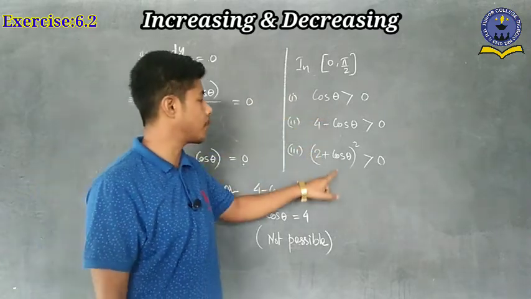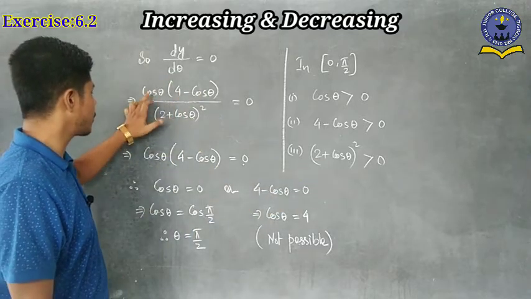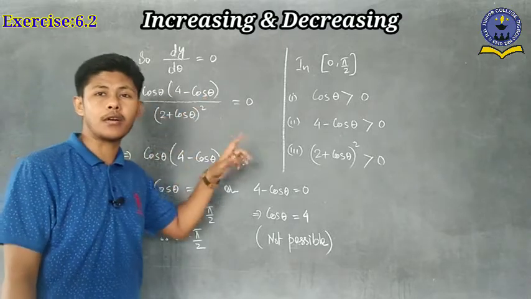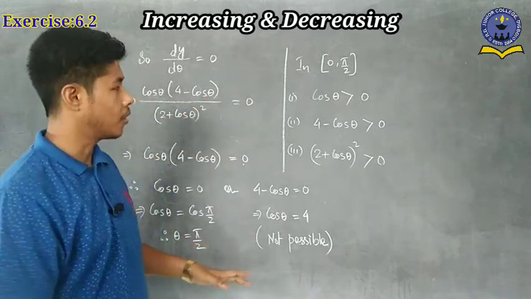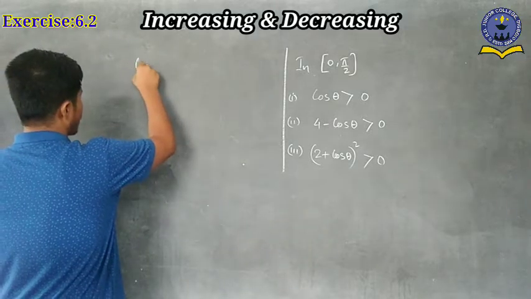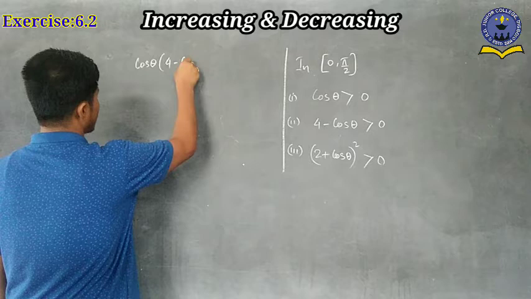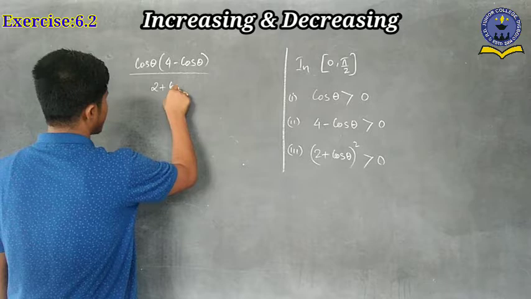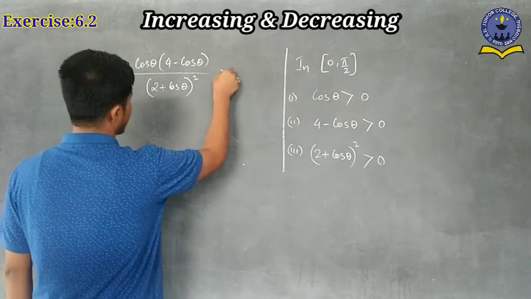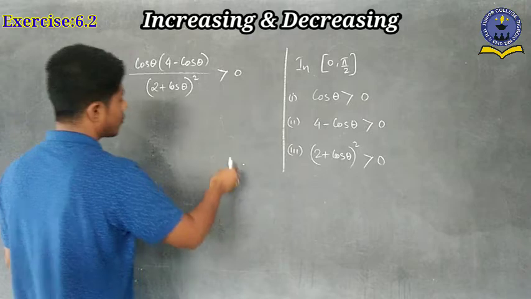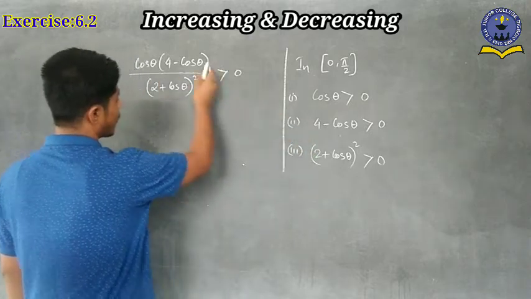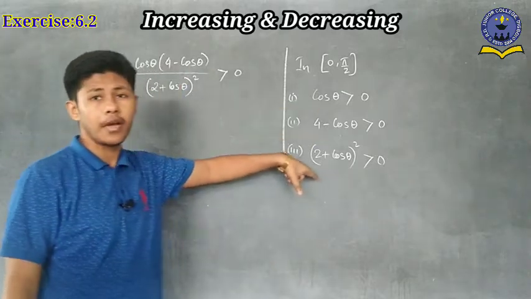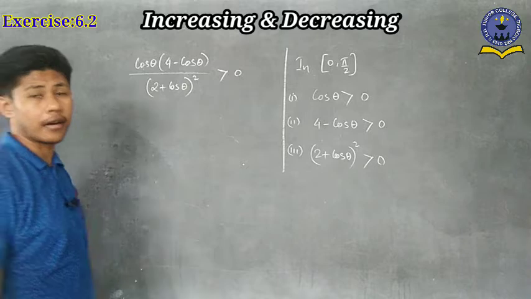Why do we find them out separately? Because we need this result. So we have to check cos theta greater than 0, 4 minus cos theta greater than 0, as well as 2 plus cos theta whole square also greater than 0. So we can write cos theta times 4 minus cos theta divided by 2 plus cos theta whole square is greater than 0, isn't it? Cos theta is greater than 0, this one is greater than 0, this one is greater than 0. Because all these three are positive, as a whole this result is greater than 0.